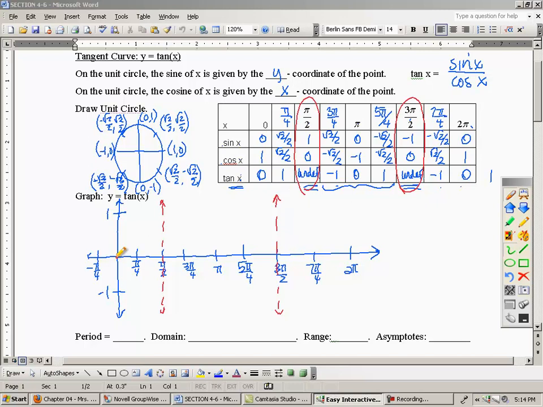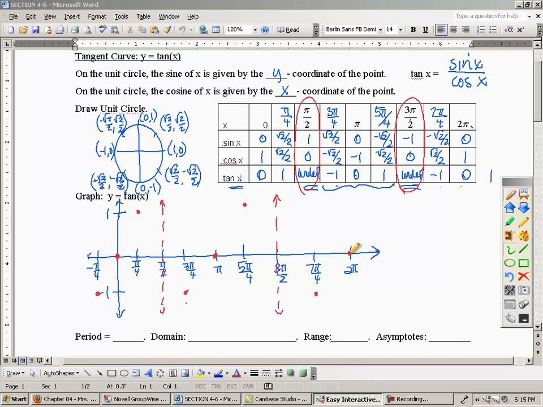At 0, I get 0. At pi over 4, I get a value of 1. And we said if I went negative pi over 4, I should get a value of -1, according to our pattern. At 3 pi over 4, I get -1. At pi, I get 0. And at 5 pi over 4, I get 1. At 7 pi over 4, I get -1. At 2 pi, I get 0. And you're starting to see at least these little curves.